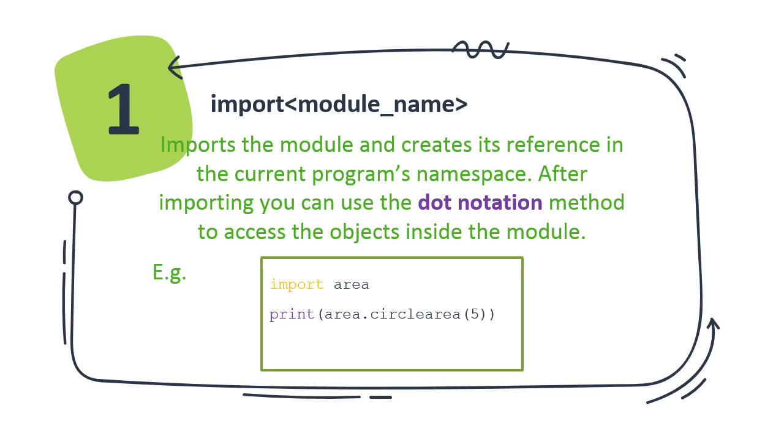For example, here: import area. Area is a module created. After importing area, you can use the dot notation method: area dot circle area of 5. Circle area is a method or function which is inside the module area. We can access this module's method using the dot notation method. This dot notation method is used to refer to the objects defined in the module area. So that is the first method, import module name.